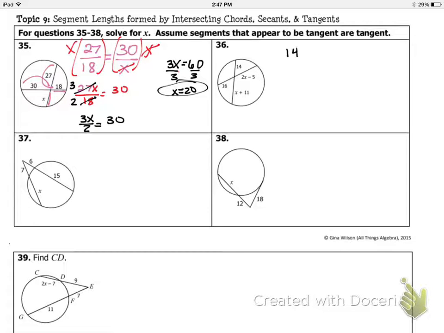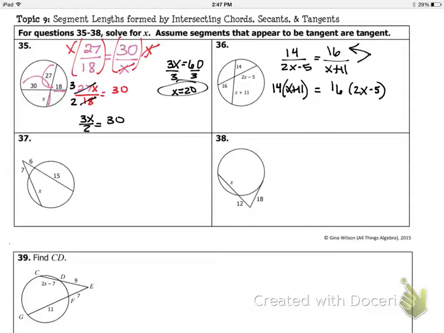Alright, on this next one, I'm going to set up my ratio again. 14 over 2x minus 5 equals 16 over x plus 11. And let's cross multiply. 14 times x plus 11 equals 16 times 2x minus 5.